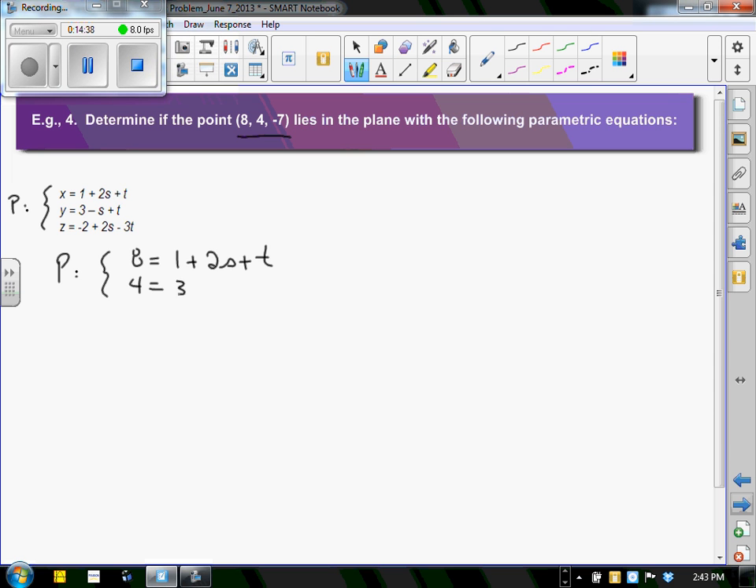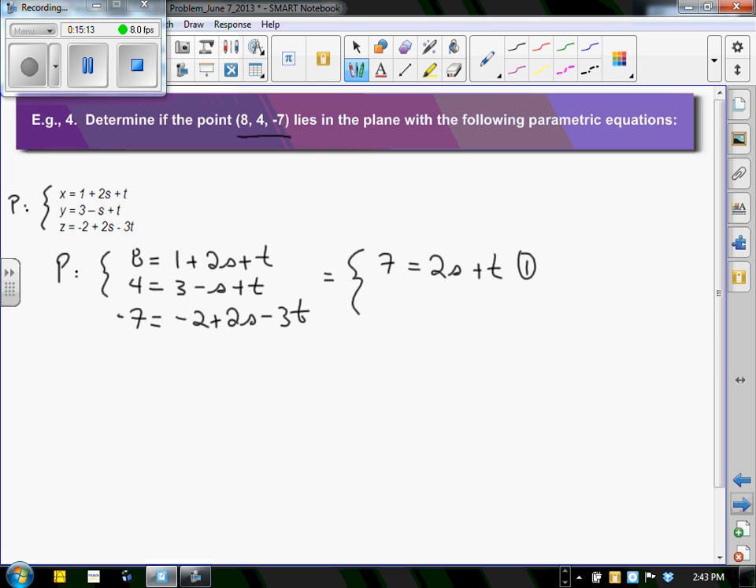So let's go ahead and do that. Oops, that should be minus 7. So minus 7 is equal to minus 2 plus 2s minus 3t. Now what we want to do at this point in time is clean this up a little bit. Okay, so let's tidy up, and we'll simply remove the constant from the right hand side and bring it to the left. So we'll have 7 equal to 2s plus t.